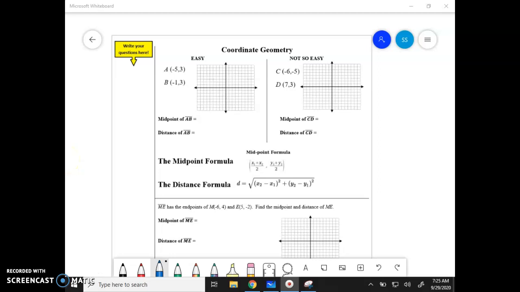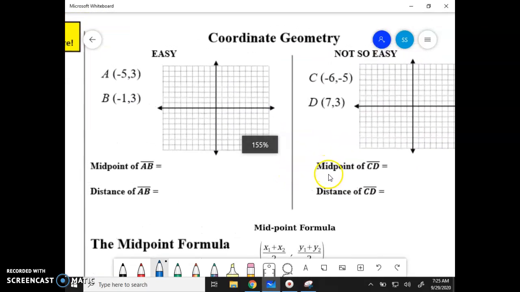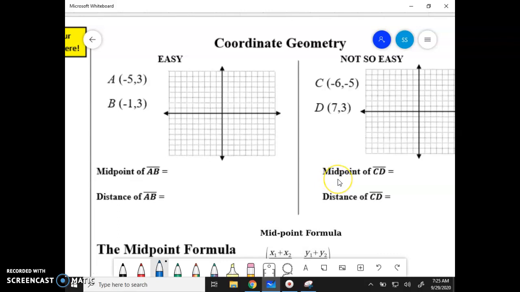Okay, here we go. Geometry. We are looking at coordinate geometry this week, and the midpoint formula and distance formula. Anytime we're using the XY axis or the Cartesian plane, we're talking about coordinate geometry. We're going to look at an easy version and then a not so easy version of distance and midpoint.